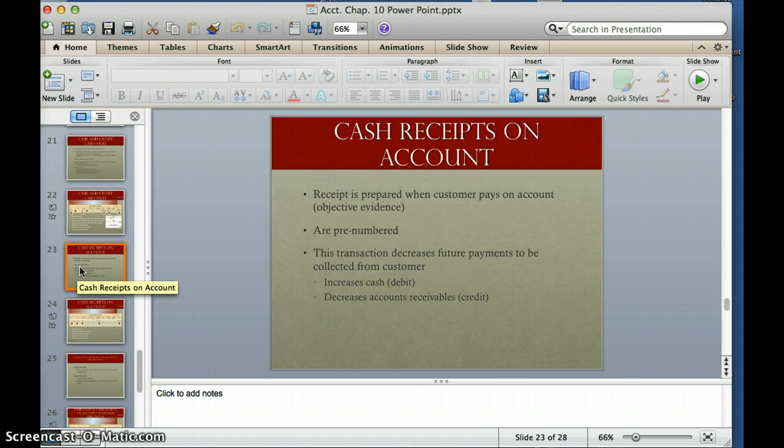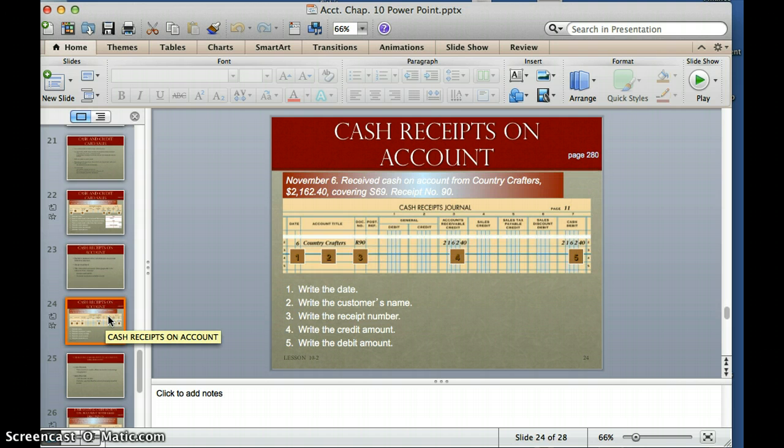Okay, what if we receive cash on account? So they owe us, they come in and they pay on their account. We prepare a receipt. That's our objective evidence that they paid. All of our receipts are pre-numbered. This is the same thing we did when we were doing it in the first part of the book. And then this transaction is going to decrease the future payments that they owe to us, so we won't have to collect as much. So we're increasing cash, which is a debit, and we're decreasing accounts receivables, which is a credit.